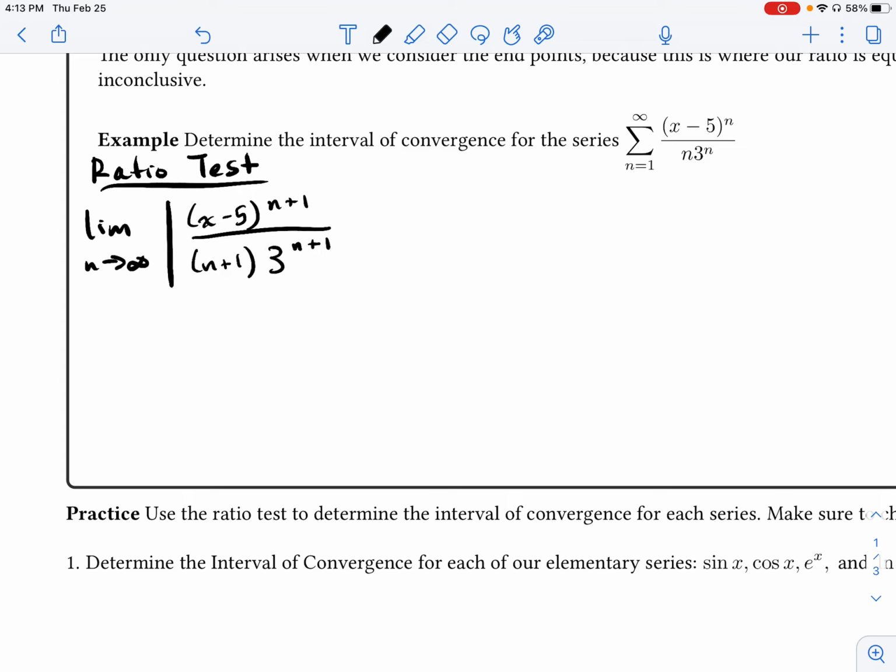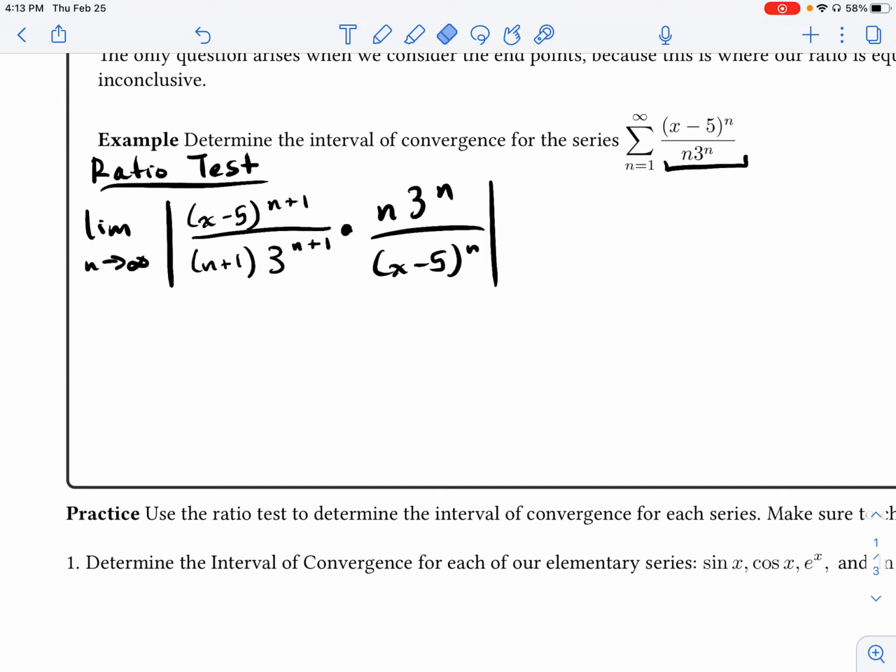And if I go ahead and divide all of this by my current series, remember that anytime you divide by a ratio, it's equivalent to multiplying by the reciprocal. So I'm just going to go ahead and write that denominator here in the numerator. So we then have (x - 5)^n.